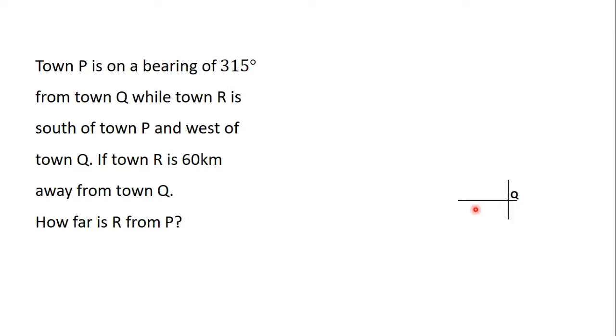We have drawn a lot of diagrams for bearings, so I'm sure that by this time you are conversant with it. So 315 will be between 270 degrees and 360 degrees. So ask yourself, what should you add to 270 in order to get 315? That will be 45 degrees. So if you add 45 degrees to 270 degrees, you get 315. So this is the bearing of town P from town Q. Now notice where the arrow is going. It is P from Q, so from Q to P. Okay, let's continue.